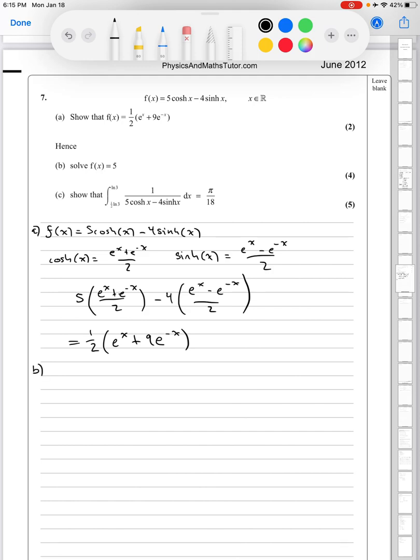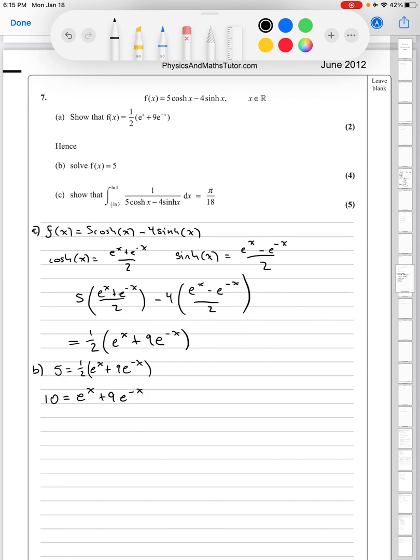Part B says hence. Hence is a key word here. Solve the equation f of x is equal to 5. That hence basically tells us don't use the original form, use the part A form. So we just want to solve the equation 5 equals 1/2 e to the x plus 9 e to the minus x. I would start off by multiplying by 2. So we get 10 equals e to the x plus 9 e to the minus x.